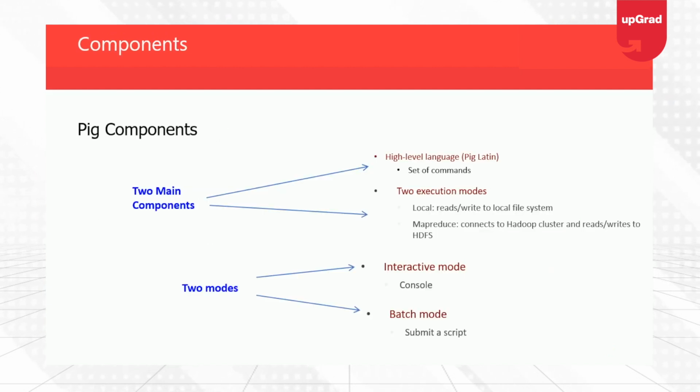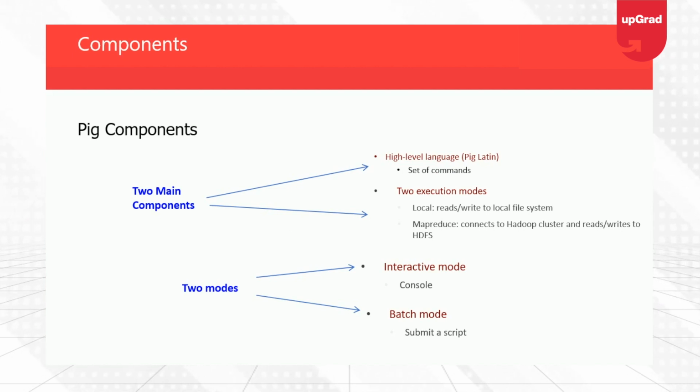Let us try to understand PIG in more detail. Basically, there are two components of Apache PIG. One is the high-level PIG Latin language. PIG Latin is basically a language which consists of a set of commands that we use for analysis purposes or for manipulating the data.